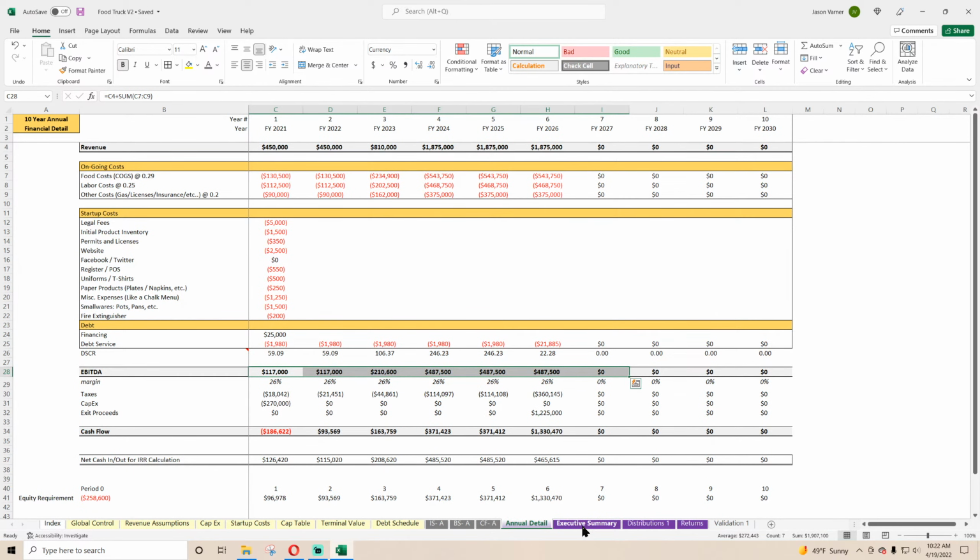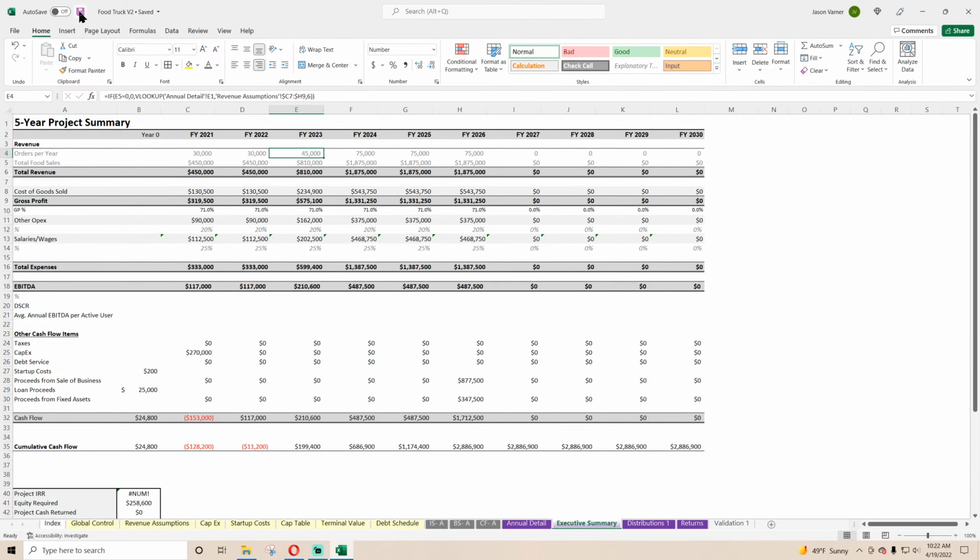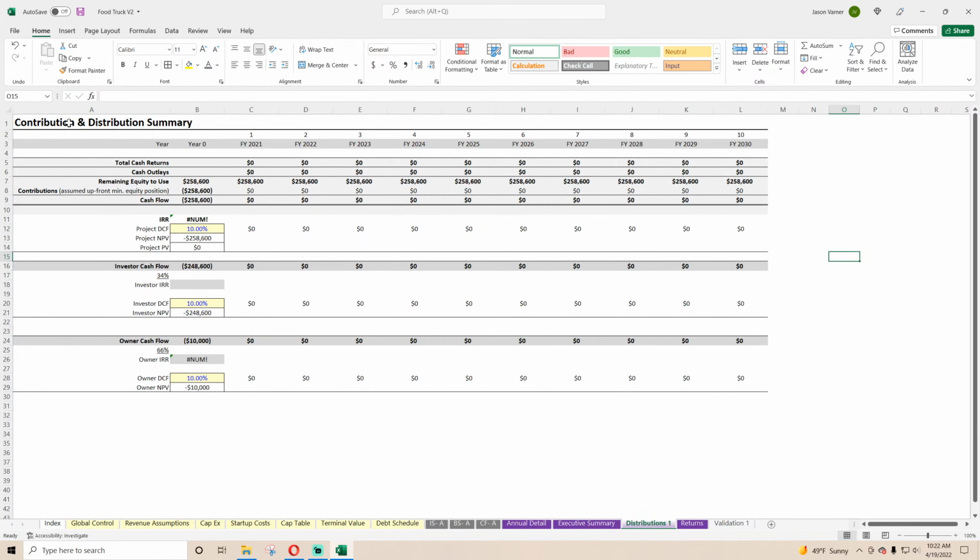All right, so we're good up to EBITDA, and this is just a high-level snapshot, kind of like this, but just a little bit different format. This is up to 10-year.